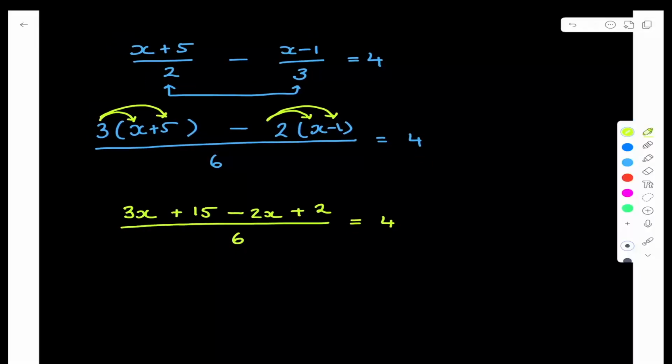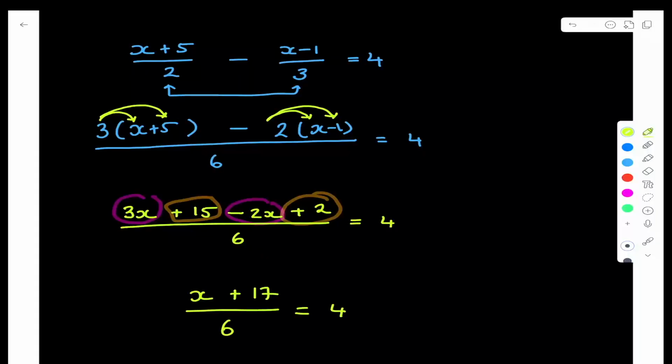Okay, now it's super simple. Let us just collect like terms. So you've got 3x, take 2x. That just gives me 1x, which we just write as x. And then we also have 15. Whoops, let's use a different color so we can recognize these like terms. 15 plus 2, which is 17. So (x + 17)/6 equals 4.